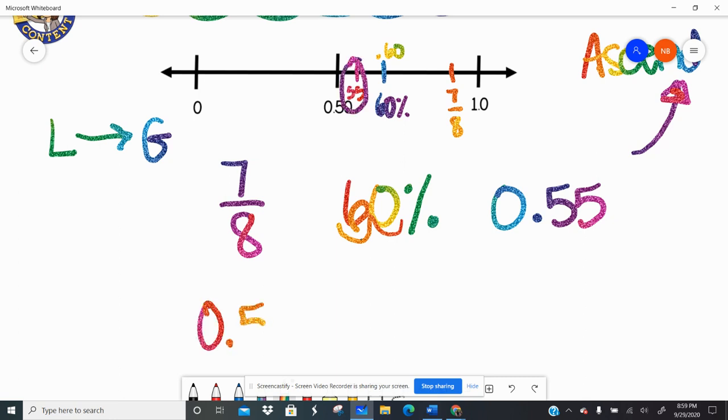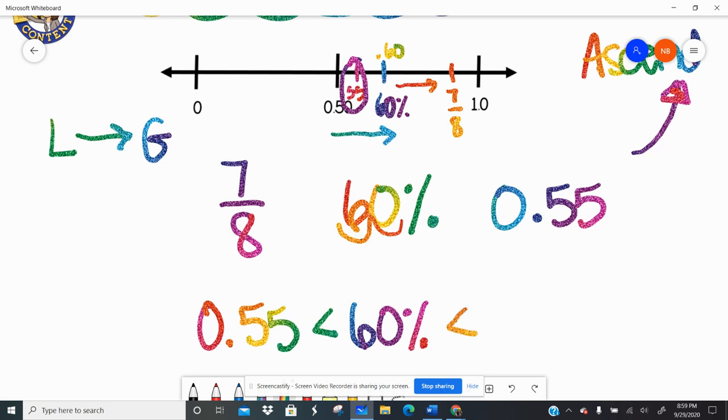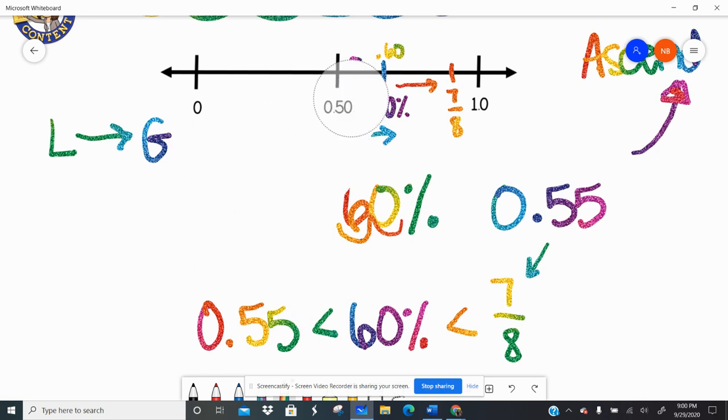So I'm going to say 55/100 is less than, and I'm just going to move towards the right to get to my bigger numbers, is less than 60%. And then I'm going to move again, which is less than 7/8, right? My biggest number closest to that one whole would be at the end for this example. So boom, just like that. You use the number lines to kind of estimate where you think the numbers will fall using those markers.